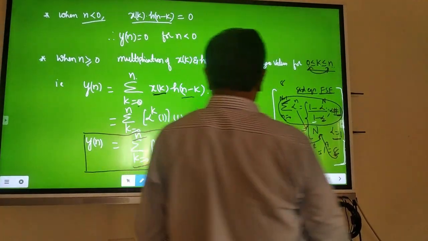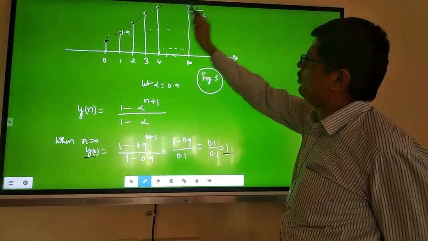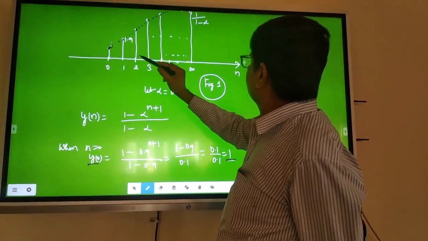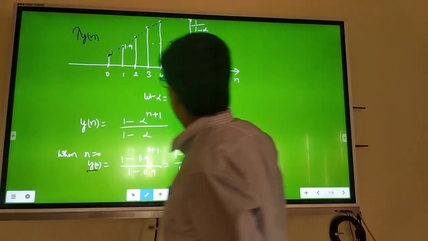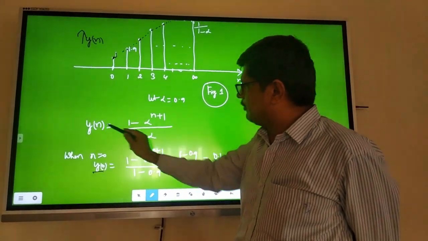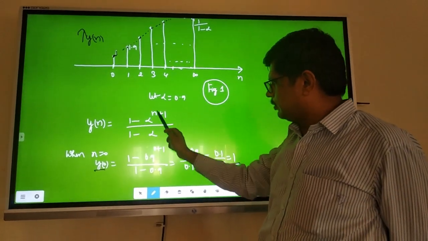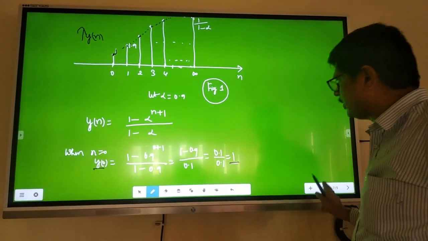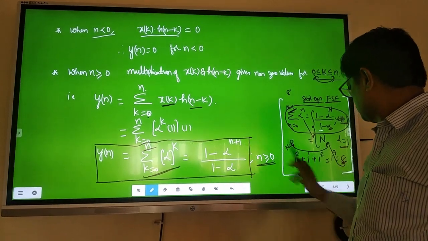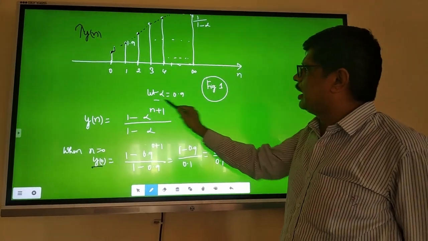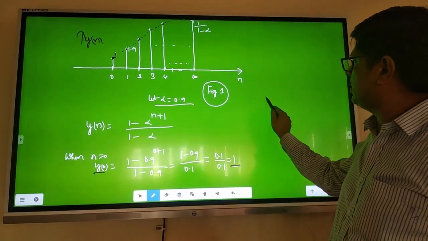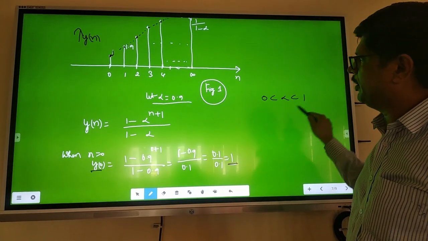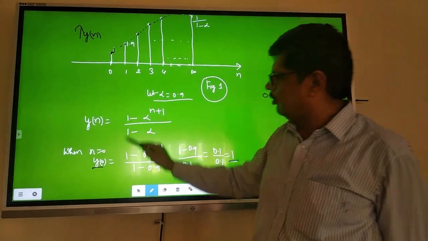Now plot this. When you plot this output, you will get an exponential output. This is the output, y of n versus n. The formula is y of n equals 1 minus alpha to the power n plus 1 by 1 minus alpha. I have considered alpha as 0.9, because alpha is less than 1, as given in the problem.